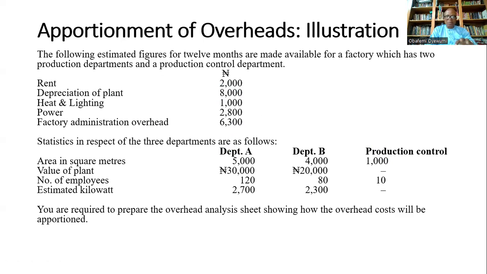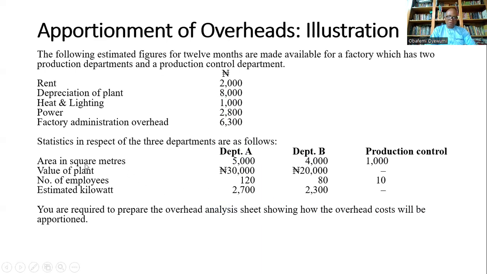That's what we mean when we talk about apportionment, that's the process. We now want to find out how do we apportion rent to Department A, Department B, and how do we apportion depreciation to Department A, Department B, and if possible, production control. How do we apportion power? How do we share all this shared cost to the different departments within this particular organization? So we say you are required to prepare an overhead analysis sheet showing how the overhead cost will be apportioned.